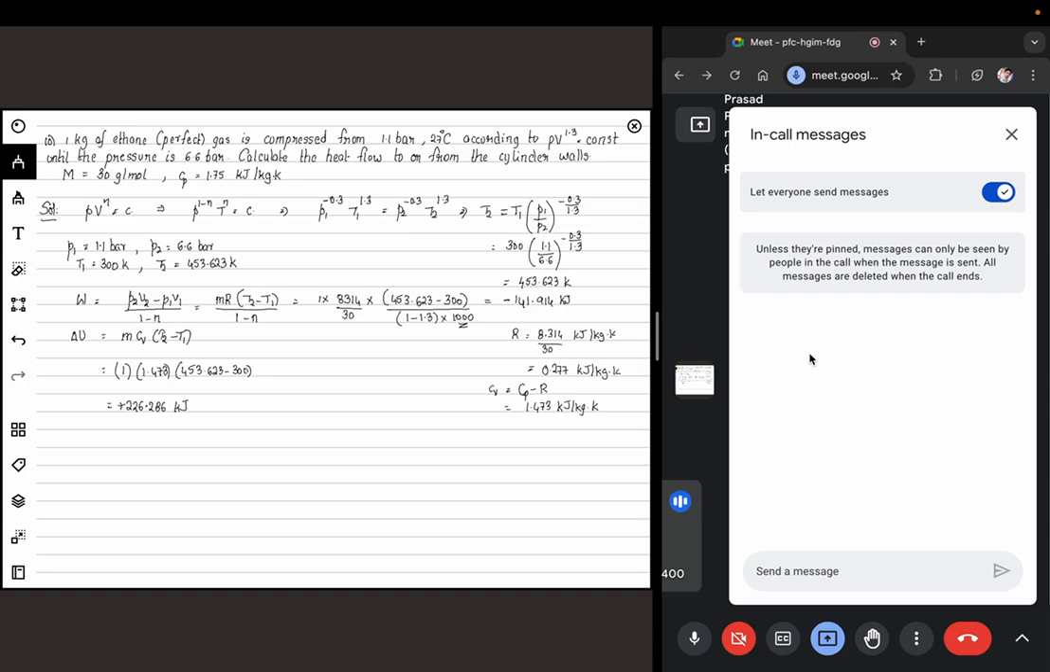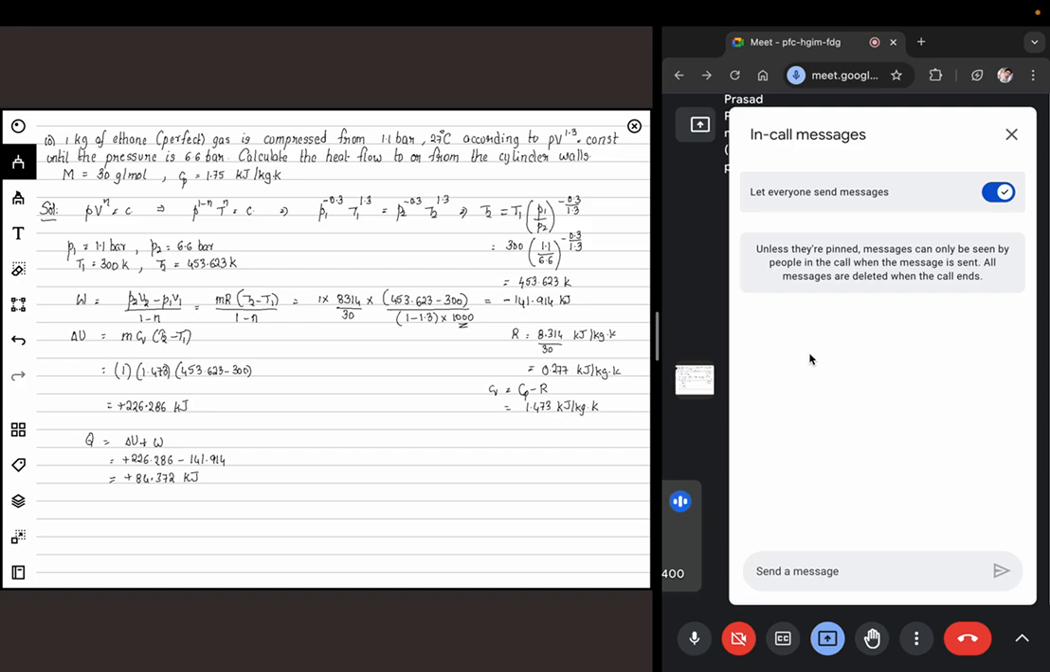So we have delta U and W. From this we can directly use the first law and get the value of Q, delta U plus W. Okay, are there any questions?